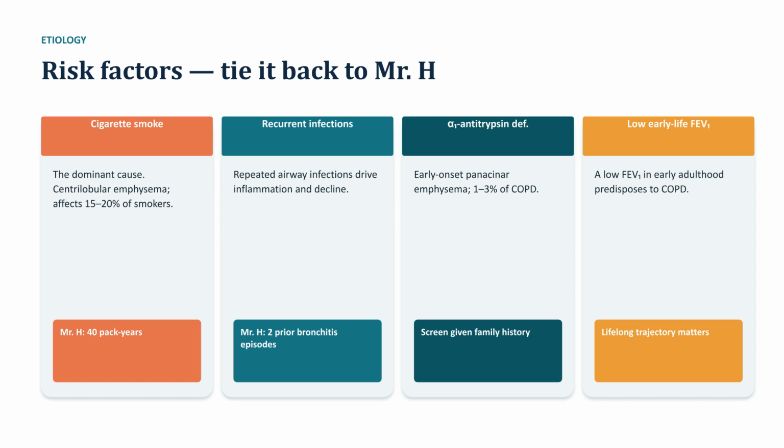Let us map the risk factors onto our patient. The dominant cause is cigarette smoke, which drives centrilobular emphysema and affects 15 to 20% of smokers. Mr. H has a 40-pack year history. Recurrent infections also drive inflammation, and he has 2 prior episodes of bronchitis.